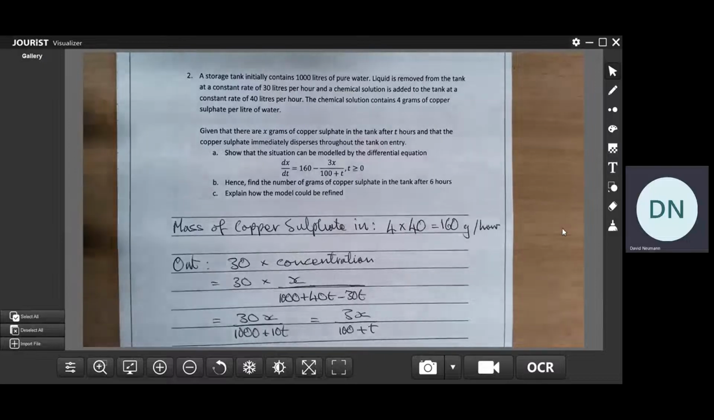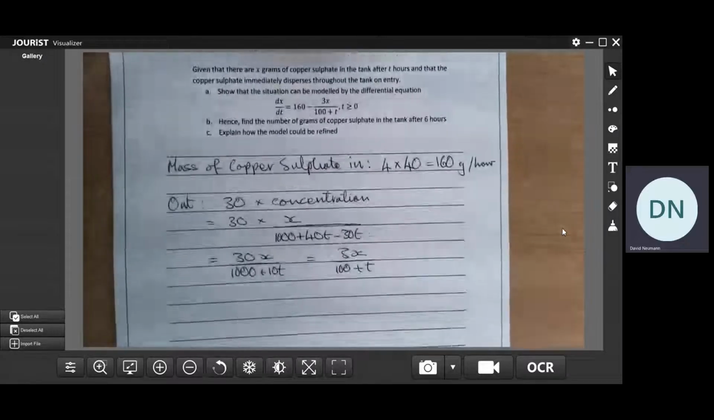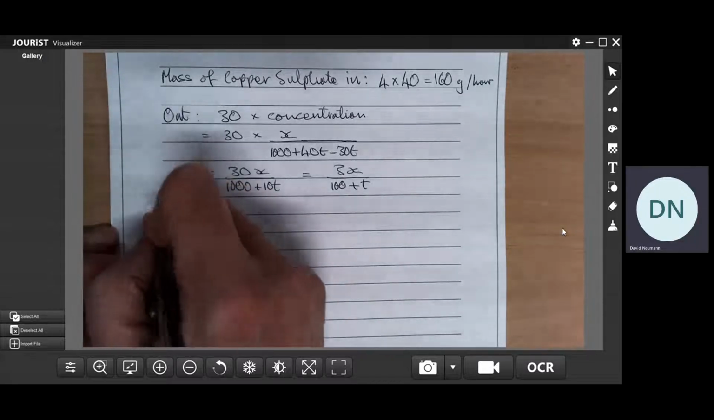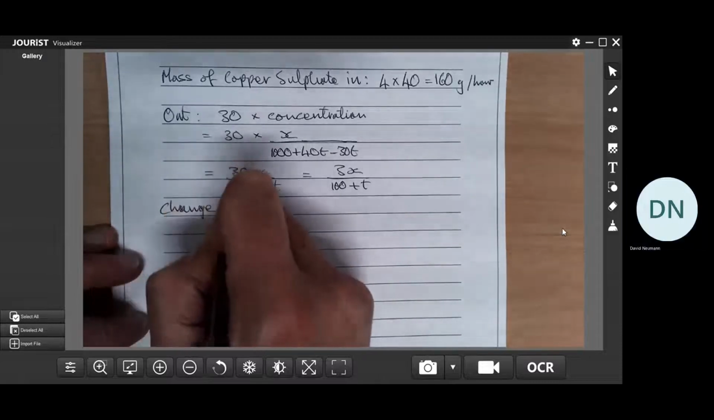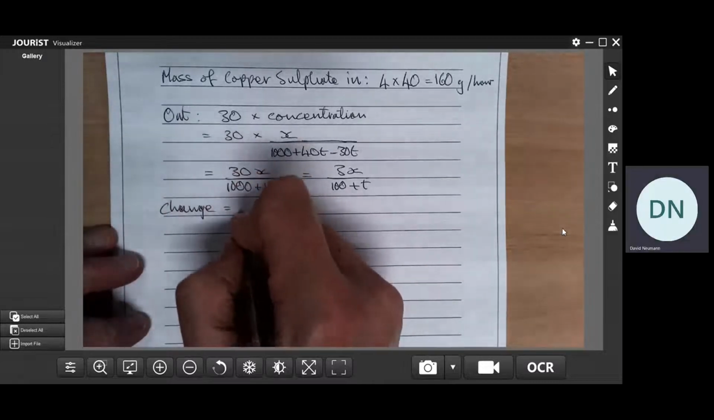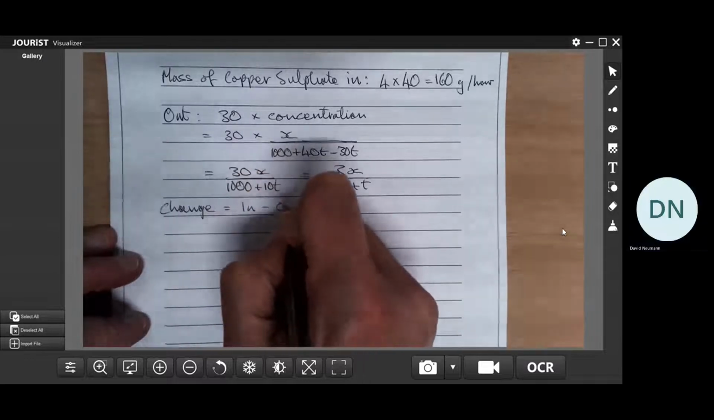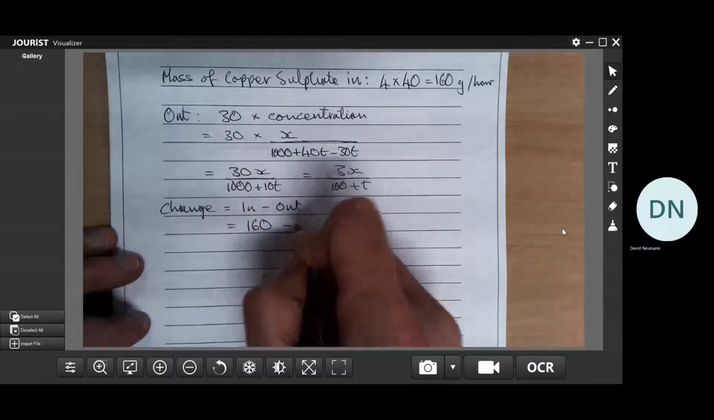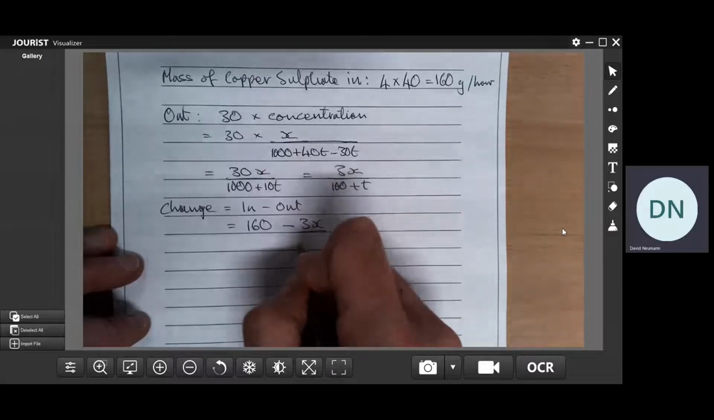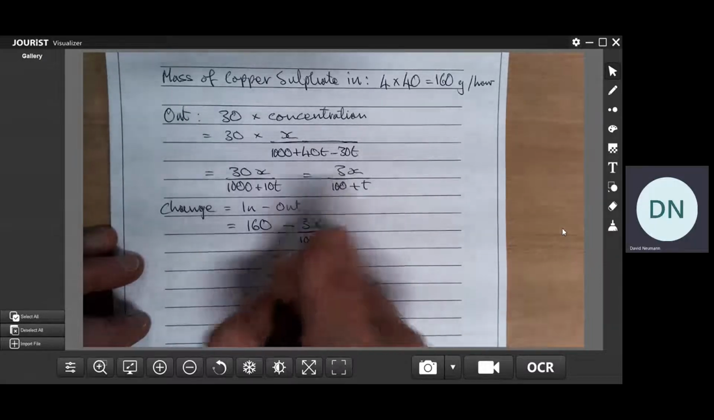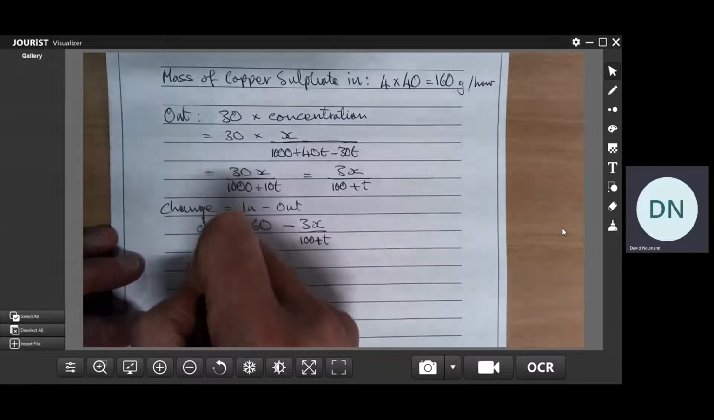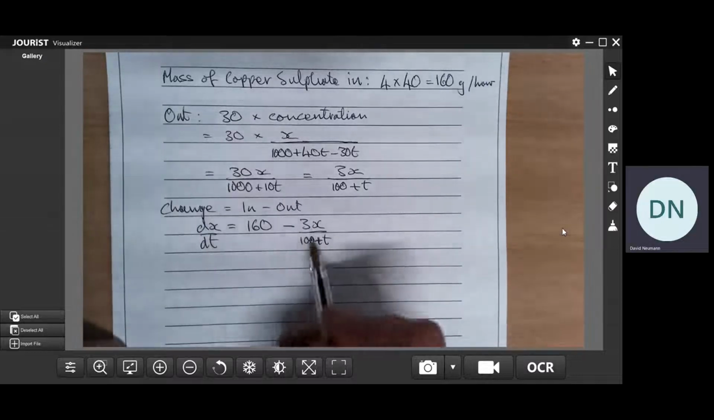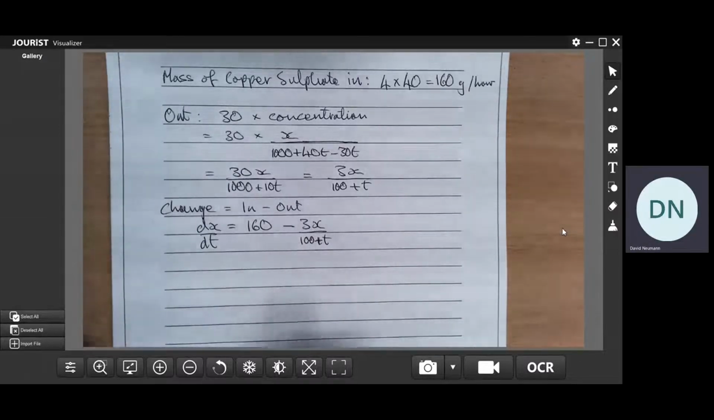So now we can say that the rate of change of the mass of copper sulfate is equal to in minus out, which is 160 minus 3x over 100 plus t. And what is the change? Well, the change is dx over dt. So we've shown that this equation models this situation.